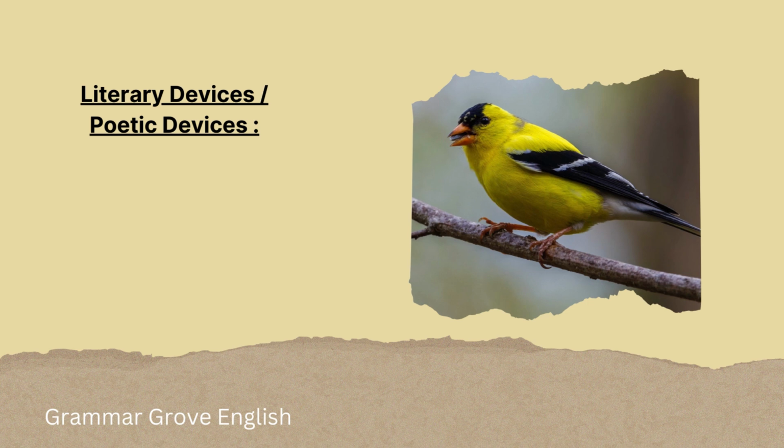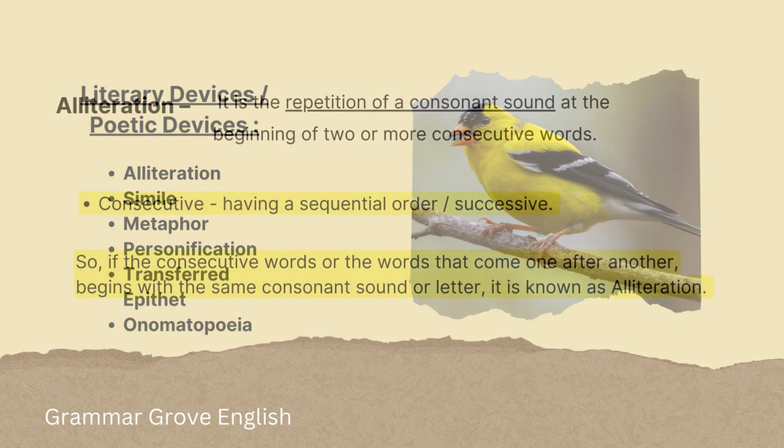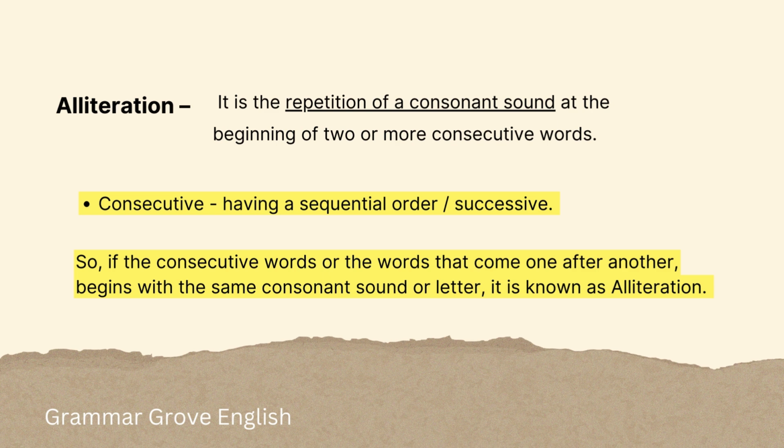Now, the literary devices that have been used in the poem are alliteration, simile, metaphor, personification, transferred epithet, and onomatopoeia. Alliteration. It is the repetition of a consonant sound at the beginning of two or more consecutive words. Consecutive as in the words that come one after another. The words that sit side by side, and those consecutive words begin with the same consonant sound or consonant letter.